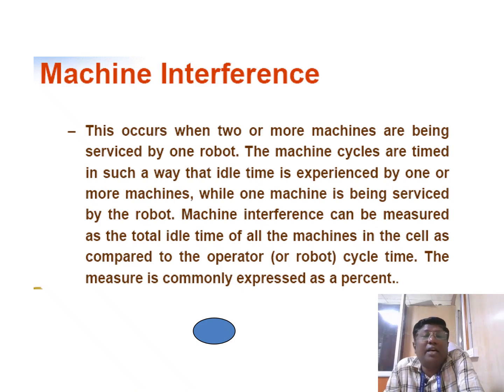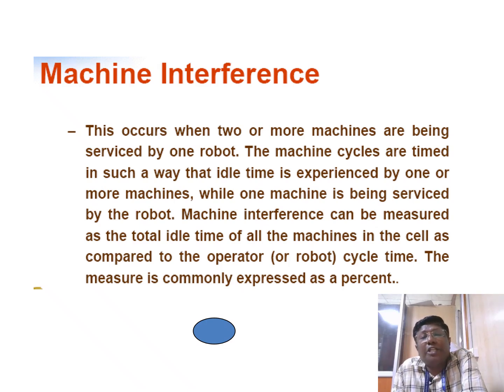So the machining cycles are timed in such a way that the idle time is experienced by one or more machines while one machine is being serviced by a robot. The machine interference can be measured by the total idle time of the machines in all the cells compared to the operator or cycle time. The measure is commonly expressed as a percentage.